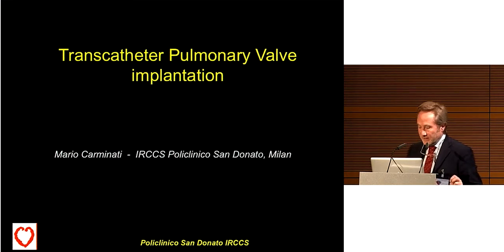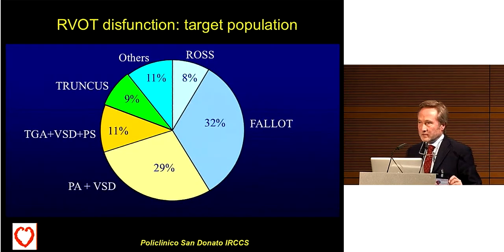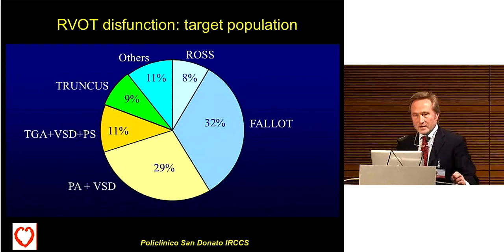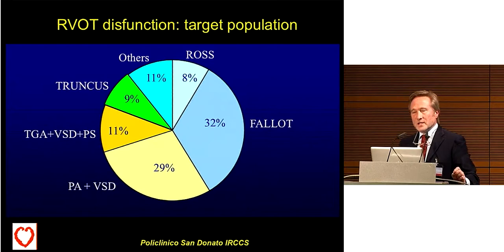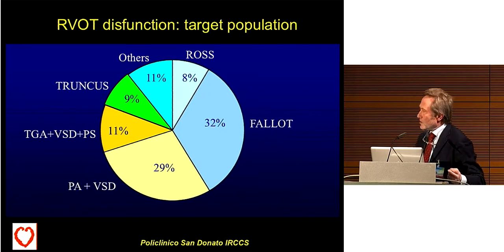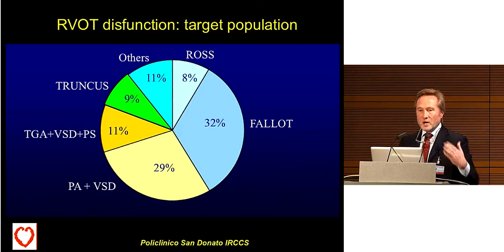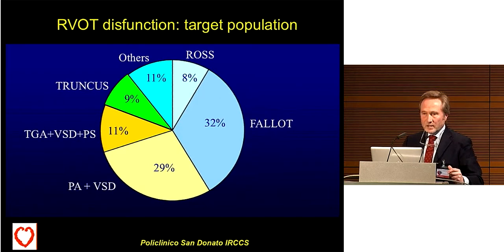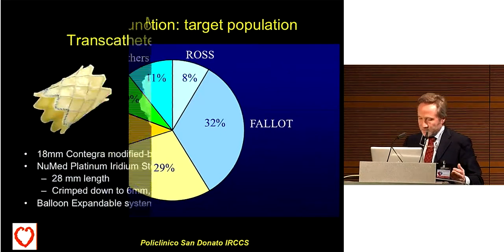Then the device that you are aware of, the Melody, has been widely spread all over the world, and nowadays more than 4,000 patients have been treated with the Melody device. The target population is represented by a variety of patients, mainly with conotruncal malformation, who previously underwent 1, 2, 3, or even more surgical procedures to replace the continuity between the right ventricle and the pulmonary artery with surgical conduits.